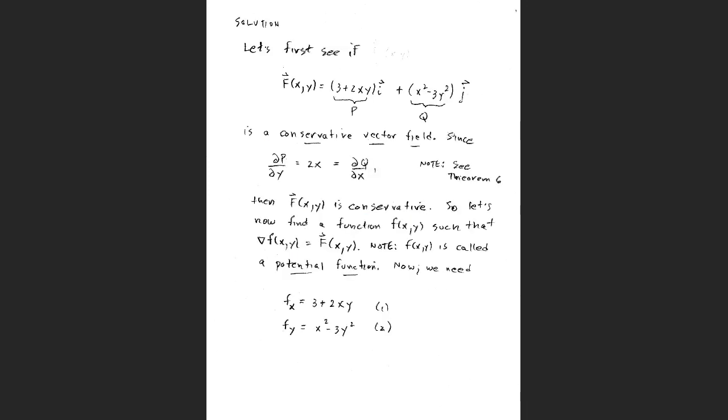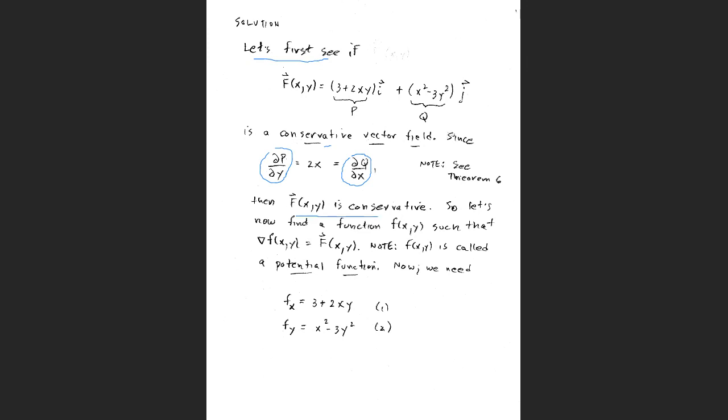Okay, well, let's first see if our vector field is a conservative vector field. I'm going to use the theorem. Well, I showed you theorem 5, but it's really theorem 6. All I need to do is check if the partial derivative of p with respect to y equals the partial derivative of q with respect to x. If they're both equal to 2, if they're equal to each other, then I have a conservative vector field. And it turns out in this case they are.